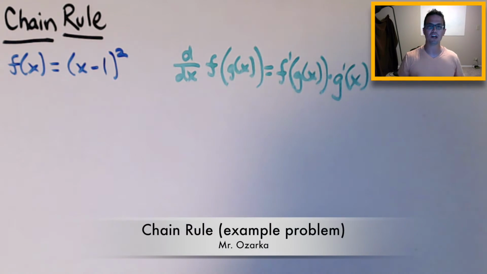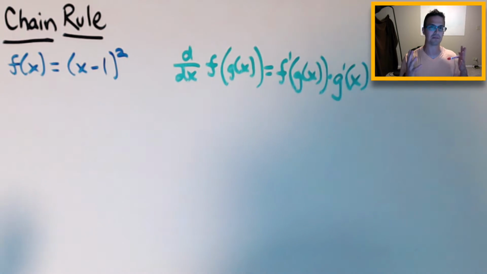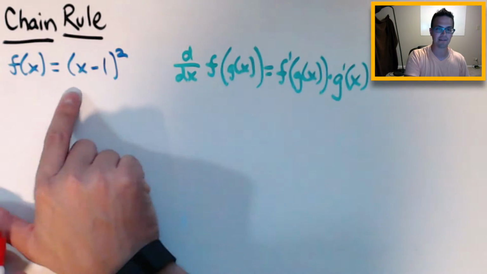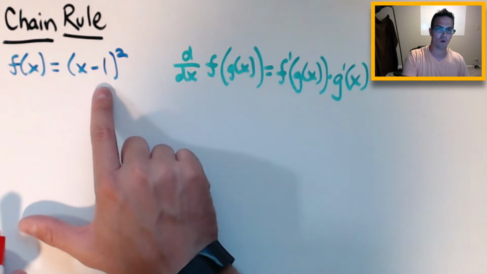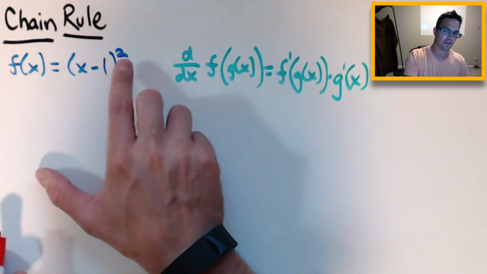So this is going to be a video showing an example problem using chain rule. Now, chain rule is used whenever you have a composite function and you're trying to find its derivative. So the composite function I have right here is this quantity x minus 1 squared. Okay, so it's a function, this x minus 1, inside of another function, which is this squared.